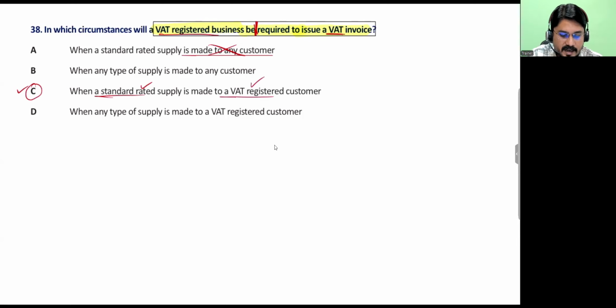Why is statement B incorrect? When any type of supply is made to a VAT registered customer, no. Not any type of supply. Over here, both these things were incorrect in part B, whereas in part D, this statement is incorrect, although the second half is correct. But the statement in which all of the things are correctly mentioned, that's option C. So C is the correct answer for this question.